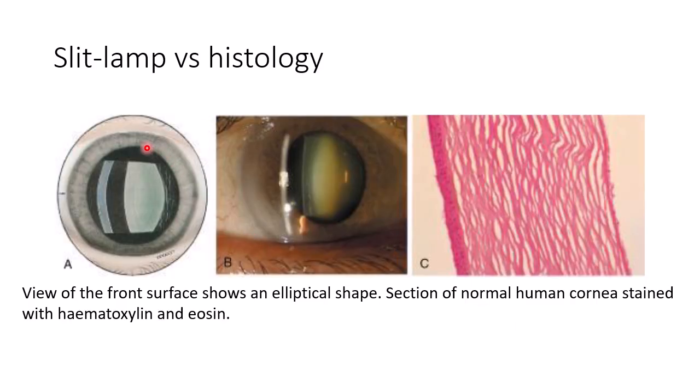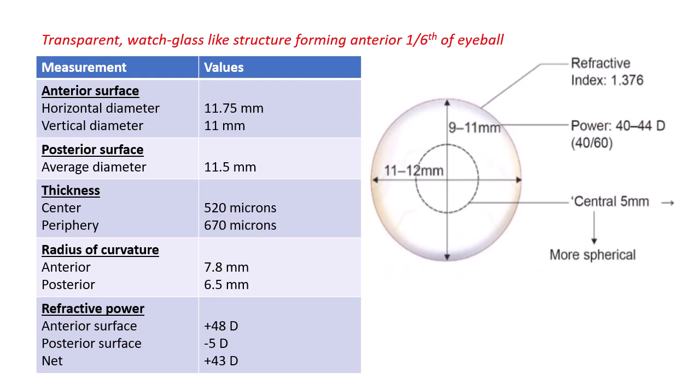Now, this is a diagrammatic representation of the slit lamp view of the cornea, and this is the actual view. As you can see, this slit of light is the cornea. The dark space behind it is the anterior chamber, and this is the crystalline lens, which shows a cataract. A section of the normal human cornea looks like this when stained with H&E stain. So that's the histology of a normal cornea.